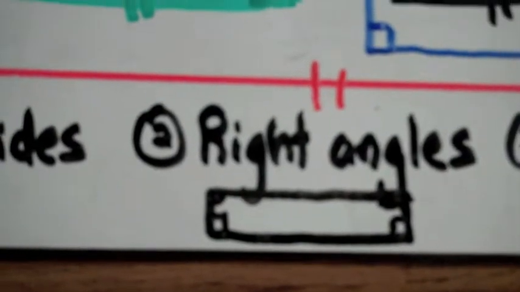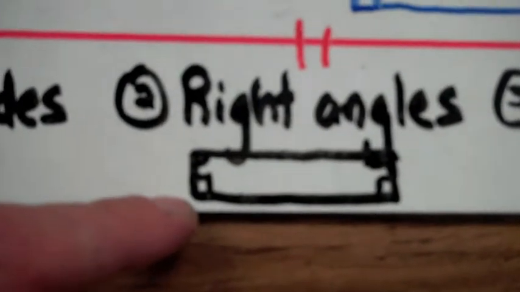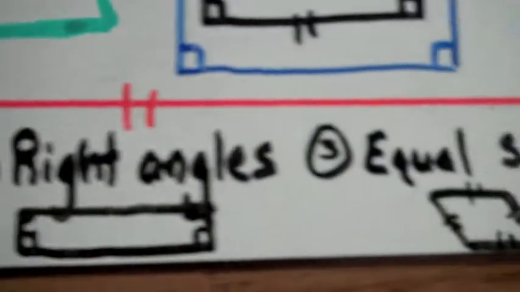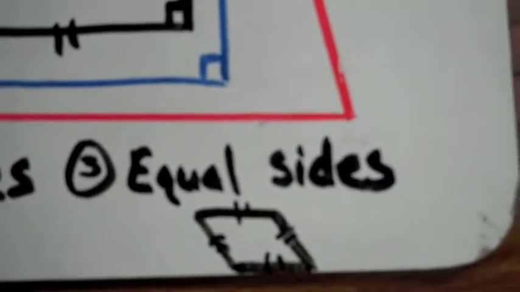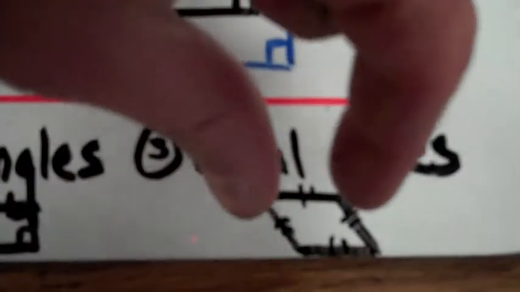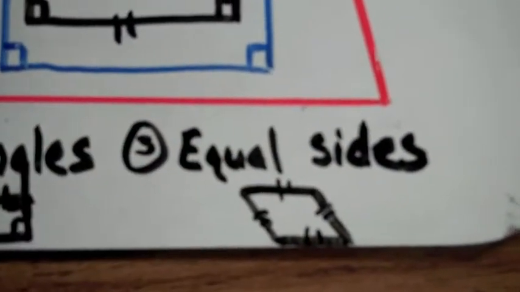Another attribute that you'd look at is whether it has right angles. And right angles are simply where the sides meet if there are square corners. You can see that it has right angles. And finally, you look at the shape or figure and determine whether it has equal length sides. You can see that these sides are generally about as long as one another. And that's why I put those little dashes there.